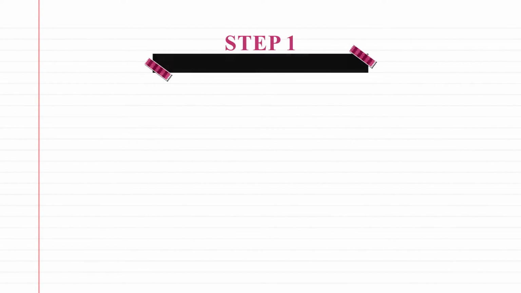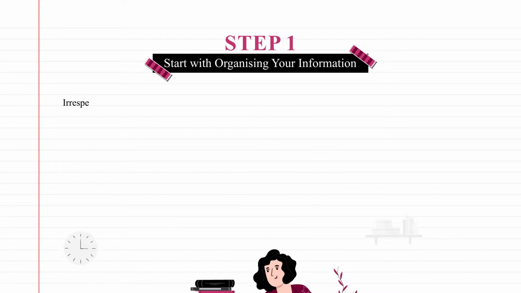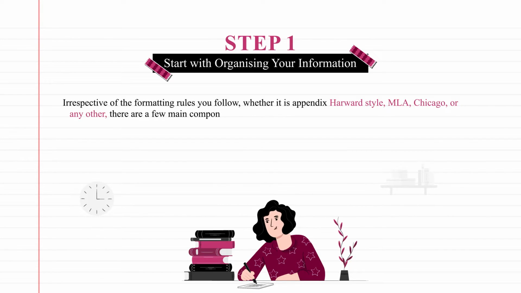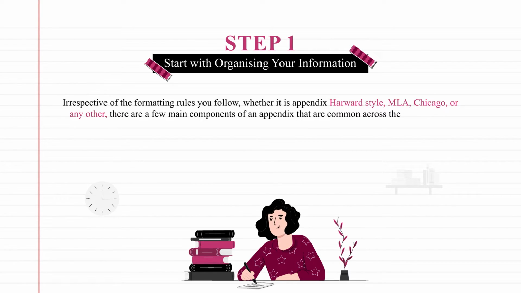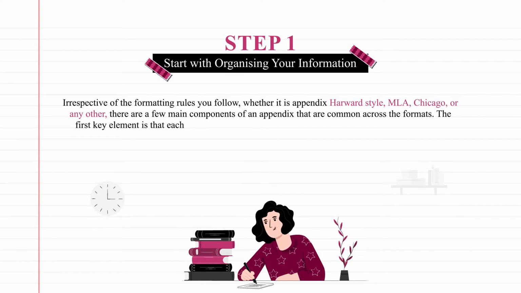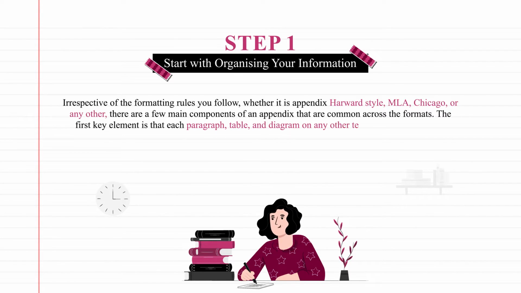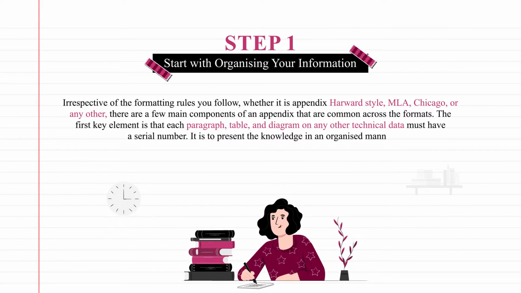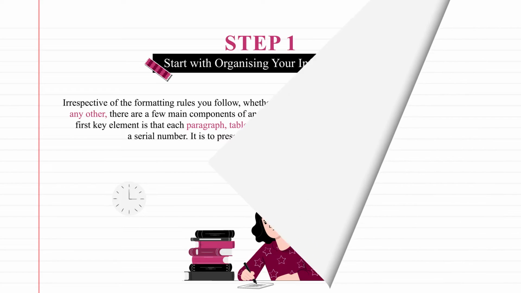Irrespective of the formatting rules you follow, whether it is Appendix Harvard style, MLA, Chicago, or any other, there are a few main components of an appendix that are common across the formats. The first key element is that each paragraph, table, and diagram or any other technical data must have a serial number. It is to present the knowledge in an organized manner.